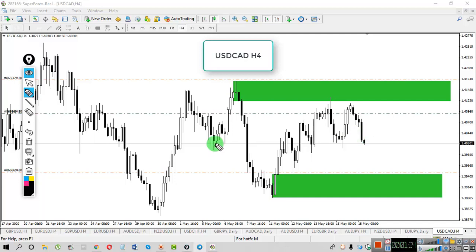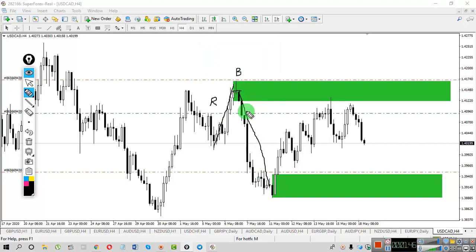If you see this move, very nice rally. Now market creates a base and dropped. So very nice structure in supply and demand trading. Rally, base, drop. So this zone is now called a supply zone.